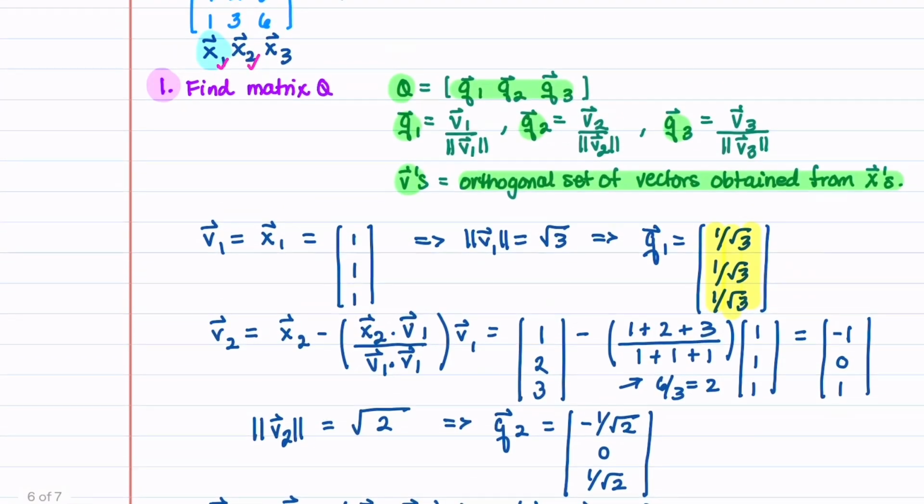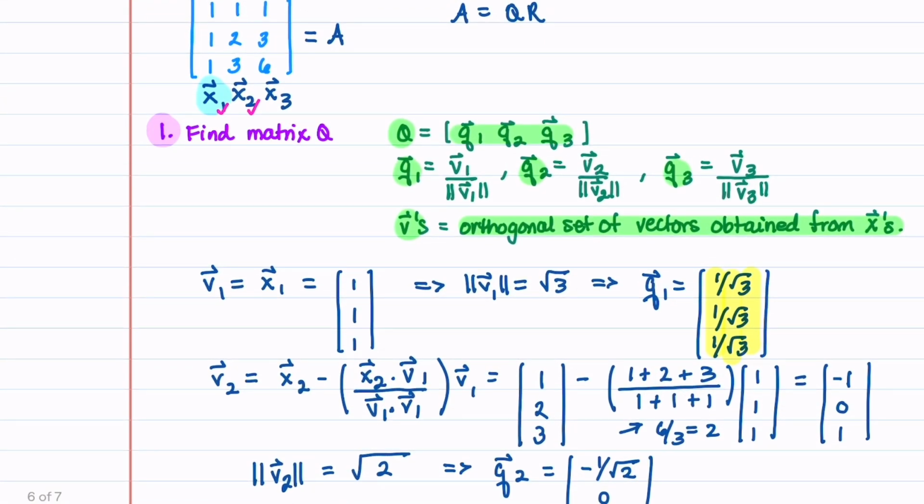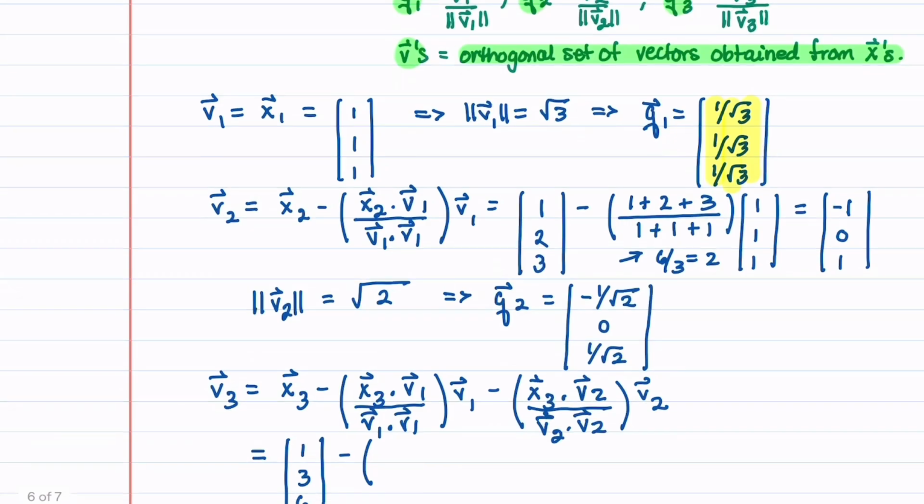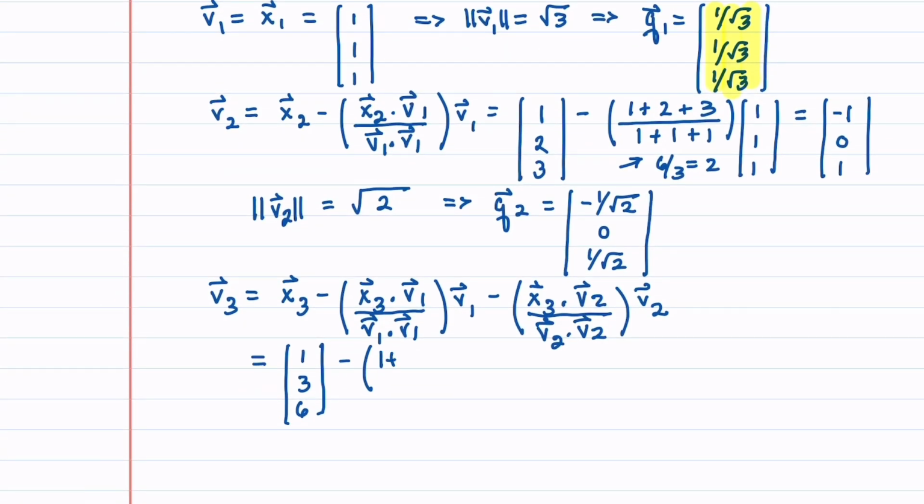So let's go back up to the top. x3 dotted with x1 is 1 plus 3 plus 6. And I think we've already done v1 dotted with v1. We have. That was up here, and that gave us a value of 3. So we can just go ahead and reuse that and put down 3. And that multiplies vector v1, which was 1, 1, 1.